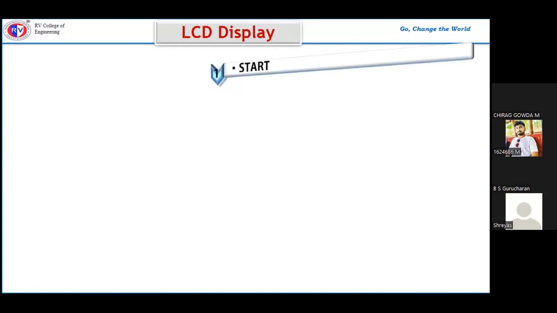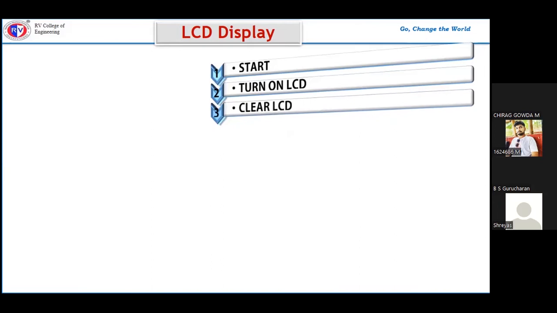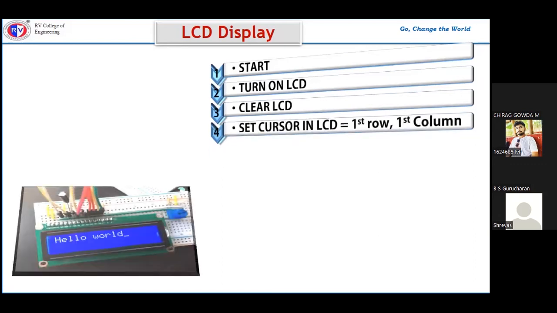Firstly, start. This indicates the start of the program. Second is turn on LCD. This makes the backlight of the LCD turn on. Next, clear the LCD. This clears any data previously stored on the LCD. Next, set cursor in LCD. This sets the cursor in the LCD to first row and first column so that we can print on the LCD.